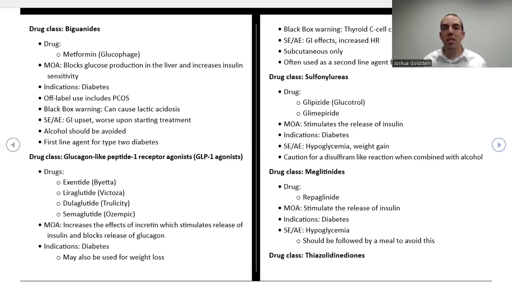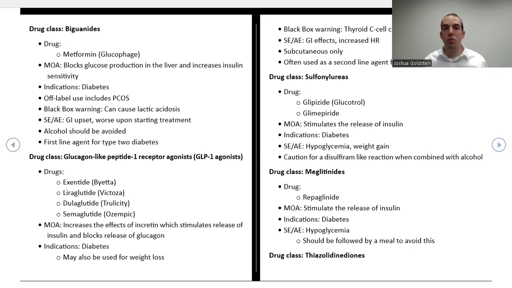We also use it off-label for PCOS, polycystic ovarian syndrome, in order to help with fertility in patients that are suffering from infertility-related PCOS. It does have a black box warning that it can cause lactic acidosis. It does have a very, very, very well-known and infamous adverse effect of causing GI upset, specifically diarrhea. You do need to educate your patients. Almost everyone that starts metformin is going to get diarrhea.